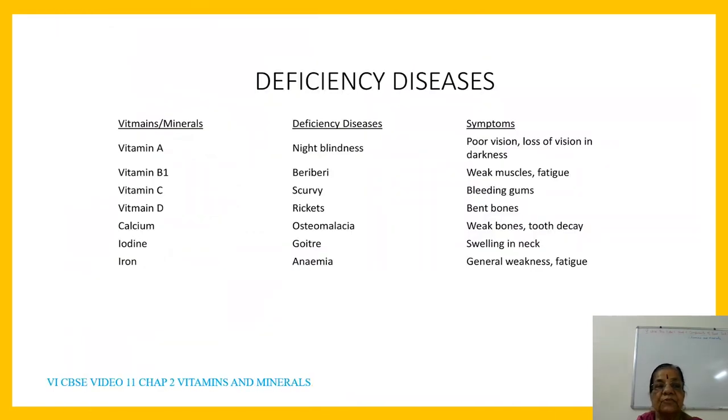Okay, then deficiency diseases, let us say in a nutshell. A: night blindness, symptom poor vision, loss of vision. B1: beriberi, weak muscle, fatigue. Vitamin C: scurvy, bleeding gum. Vitamin D: rickets, bent bones, what we call pigeon chest. And calcium: osteomalacia, causing weak bone and tooth decay. Iodine: goiter, swelling in the neck. Iron: anemia, general weakness. Just go through it.